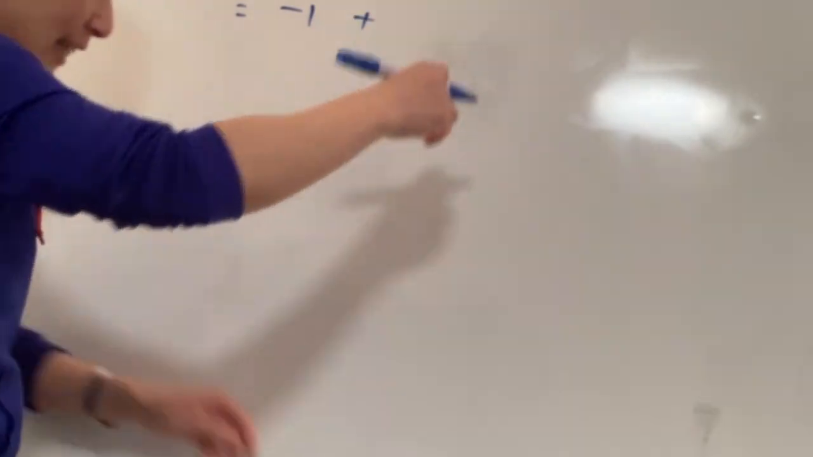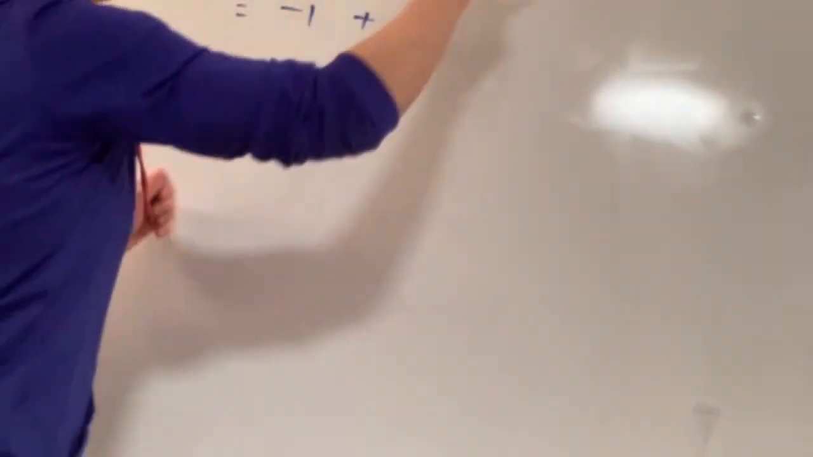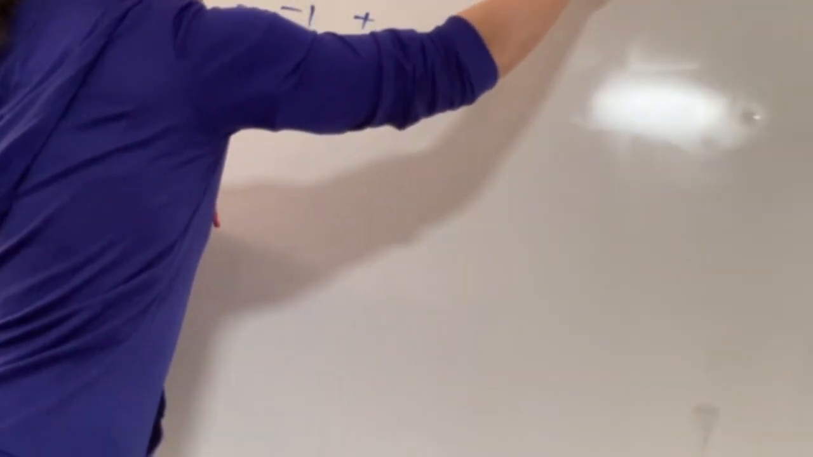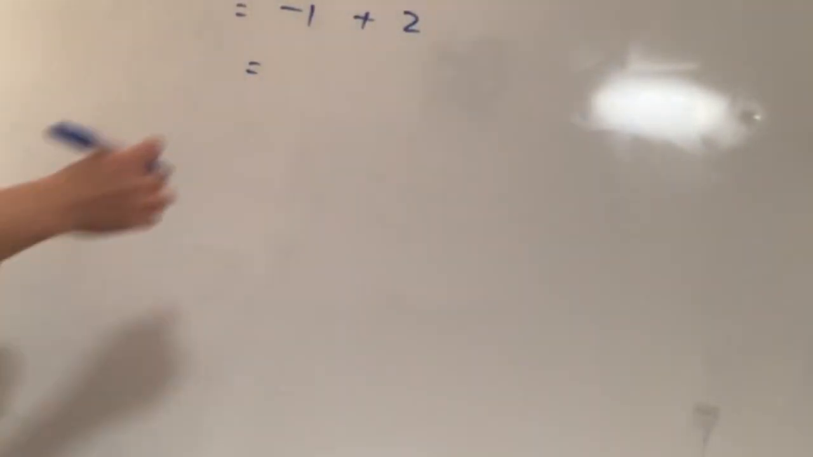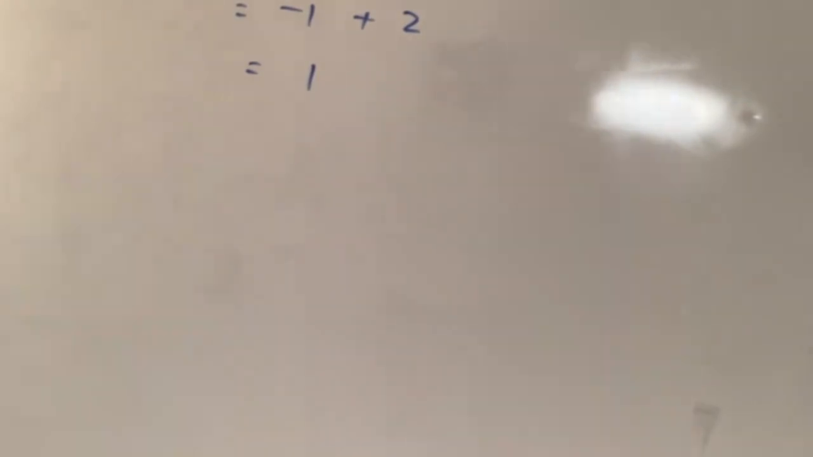Okay, because you have minus 1 times minus 1 is going to give you 1. So minus 1 to the odd number is going to give you minus 1. Right, and this term in here, 2 to anything to a power of 0 is going to give you 1. So that means this term is going to be just plus 2. So minus 1 plus 2, 1. That's that.